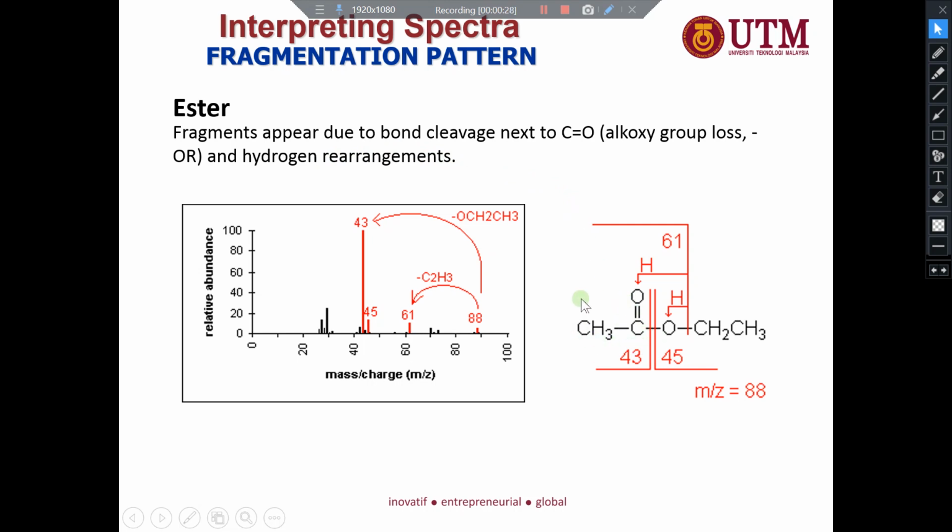For example, here, if we calculate, 12 times 2, 24, 24 plus 16, 40 plus 3, 43. The 43 is the most major one, the most stable one. And because of hydrogen rearrangement, we have 44 over here. In the meanwhile, we also have the cationic form over here. It's not impossible, it's still there, but it's not abundant. If we can see over here, it's just a little only, 45 over here, right? Okay, I think that's it for ester.